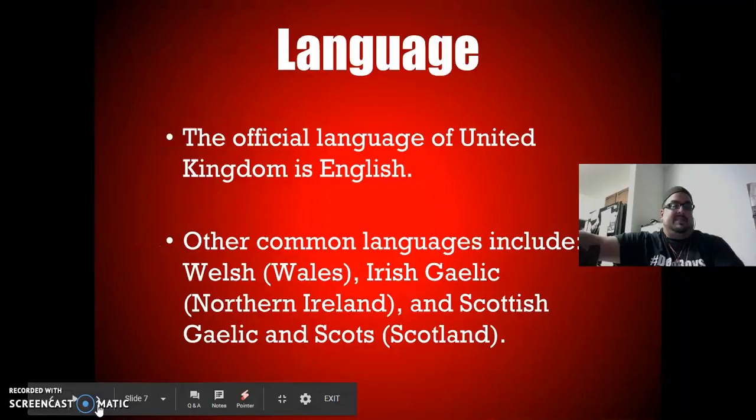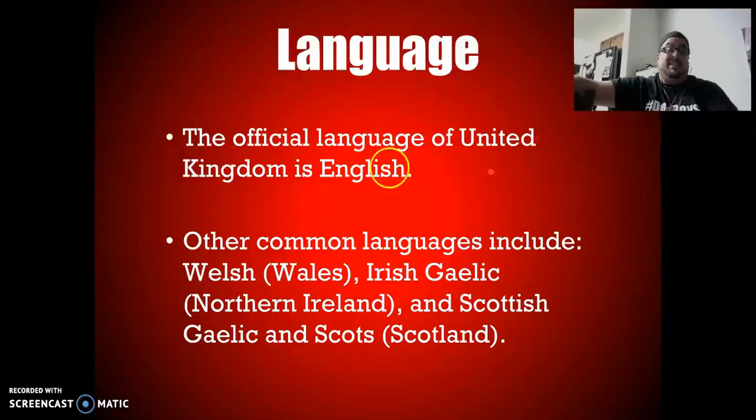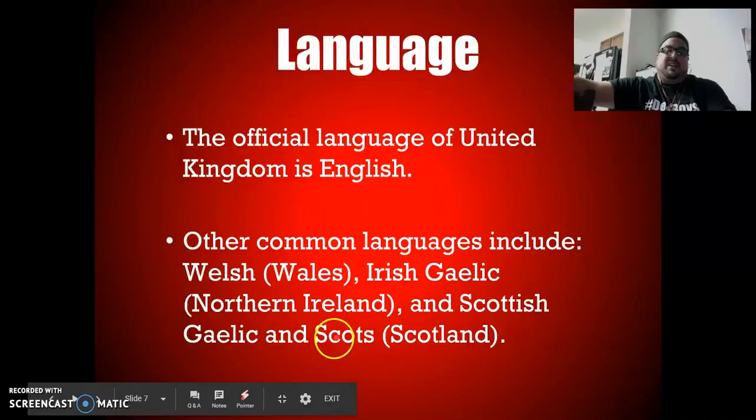I know you guys are going to groan at this. The official language of the United Kingdom is English. Yay! It's English, people. Who would have thought? Welsh, Irish Gaelic, Scottish, and Scots are other common languages you will find in the United Kingdom, obviously with Wales, Northern Ireland, and Scotland in between as well.